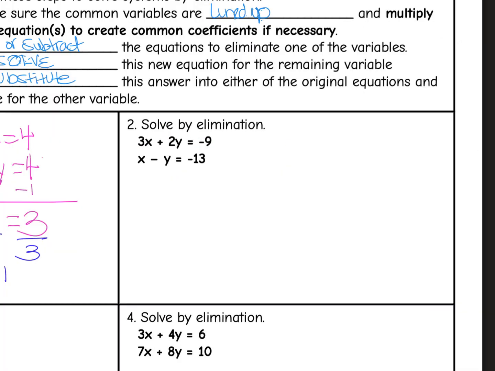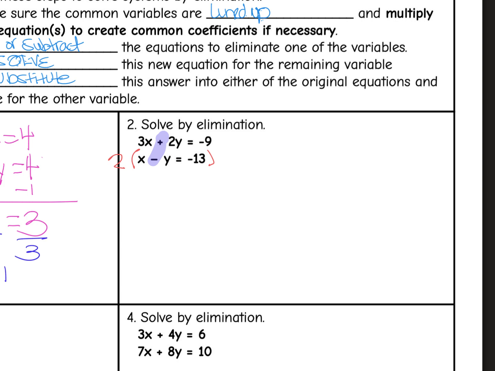Let's take a look at number 2. So number 2, once again, my coefficients are all stacked up, but I need to find a common coefficient. So here I'm going to look at my y's again because they have these opposite signs. So that's probably going to be the easiest one to go ahead and eliminate. So looking here, I'm going to multiply this bottom equation, everything on the bottom, by 2.